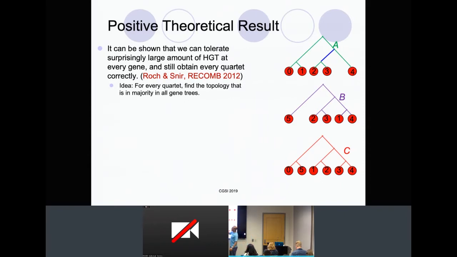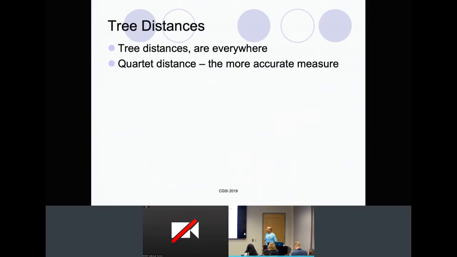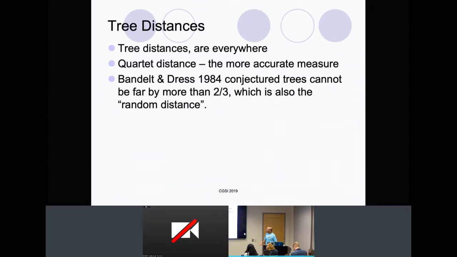So this is not a very new result, but then my student that I mentioned here took this result and said, let's, if we have every quartet correct, construct the entire bacterial tree of life, and there he found really surprising results about barriers of HGT. I skipped the details here, and I thought I would have time to speak on this, but there are a few more results about some open conjectures that bridge between biology and microbial evolution.